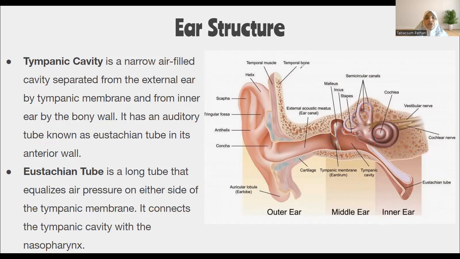Okay, so you have this tympanic cavity which is air filled, and it separates the outer ear and the inner ear with the help of the eardrum and these bony structures respectively. The eustachian tube is basically the auditory tube which equalizes the air pressure in the cavity for the transmission of the sound waves.